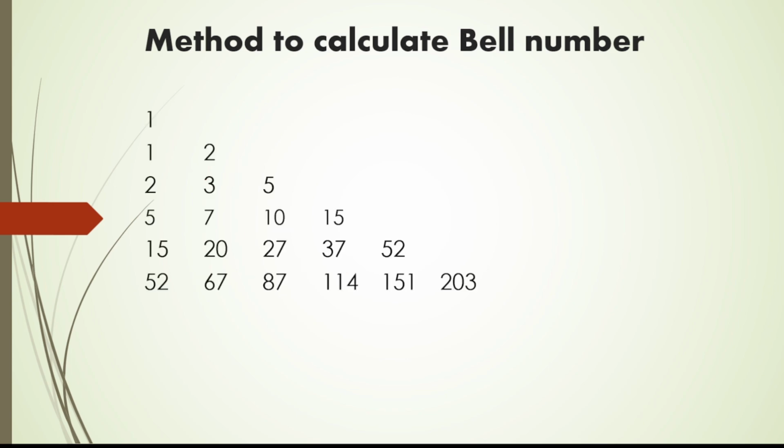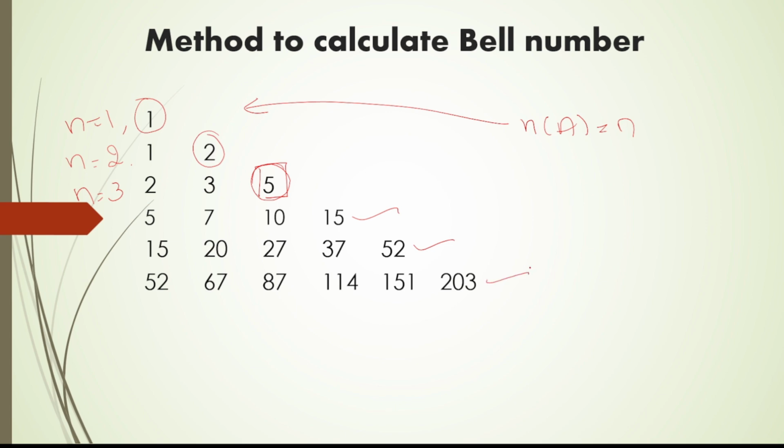Now, let us see how to calculate the equivalence relation. If n of A equals n, that n represents here. If n equals 1, the number of equivalence relations is 1. If n equals 2, then the number of equivalence relations is 2. If n equals 3, then the number of equivalence relations is 5. That means the last number in that row of the table will give the number of equivalence relations. Similarly, for n equals 4, 5 and 6, continuously we can find the numbers.